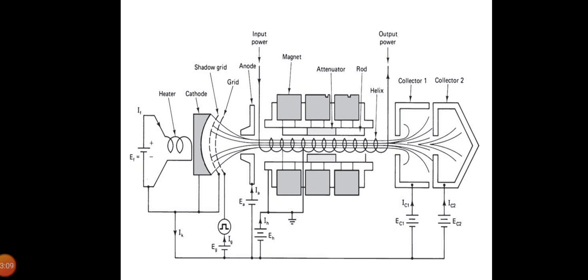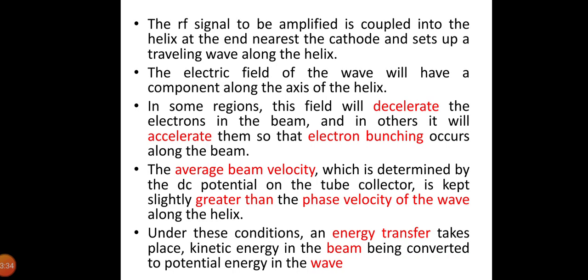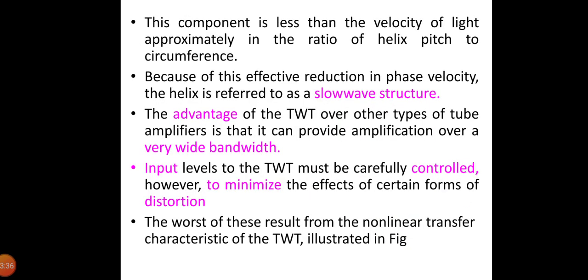The advantage of the TWT over the other types of tube amplifiers is that it can provide amplification over a wide bandwidth. The input levels to the TWT must be carefully controlled, however, to minimize the effects of certain forms of distortion. The worst of these results from the nonlinear transfer characteristics of the traveling wave tube, and you can see this in this figure.